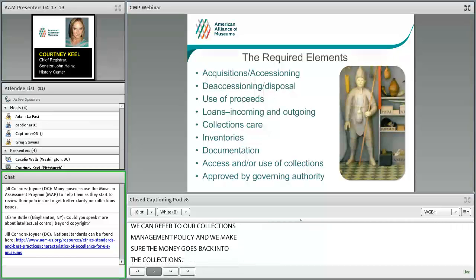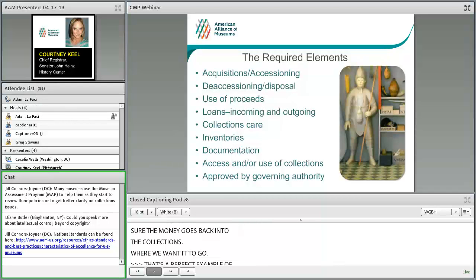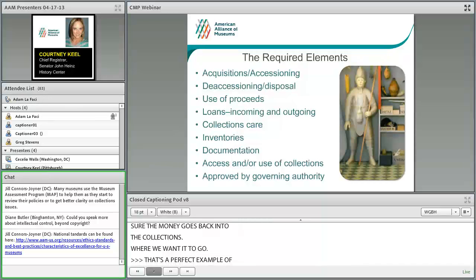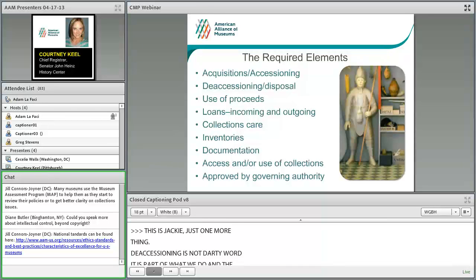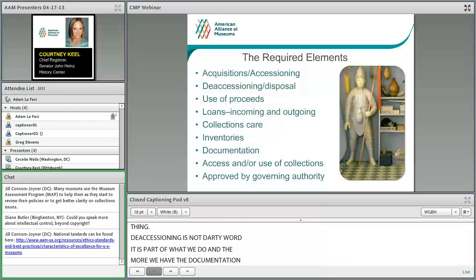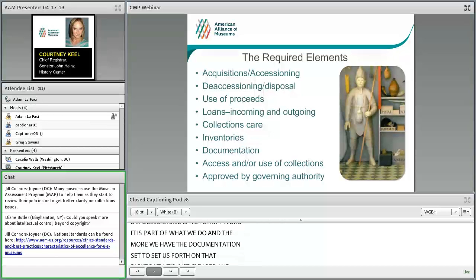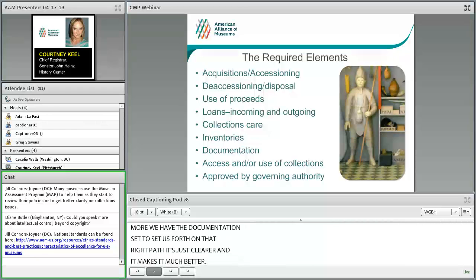Yes, absolutely. This is Jackie. Just one more thing to add to what was just said. Deaccessioning is not a dirty word. It is part of what we do, and the more we have the documentation set us forth on that right path, it's just clearer and it makes it much better. But it's just something we deal with. And everybody that doesn't acknowledge that is making it harder for themselves.